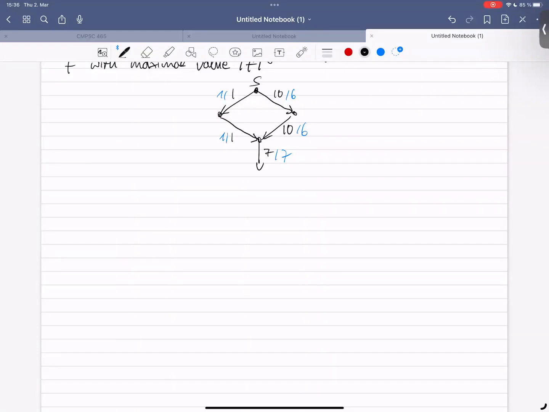So you start with a zero flow, so you don't assign anything, and then every iteration you just increase the flow. And I'll show you in a minute how this is being increased.